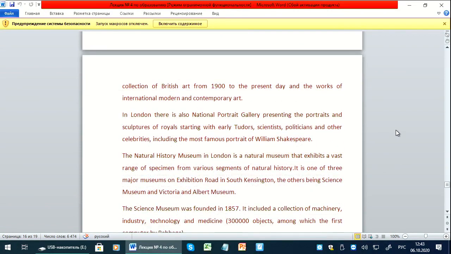The Natural History Museum in London is a natural museum that exhibits a vast range of specimens from various segments of natural history, and it is one of 3 major museums on Exhibition Road in South Kensington. The others are the Science Museum and the Victoria and Albert Museum.